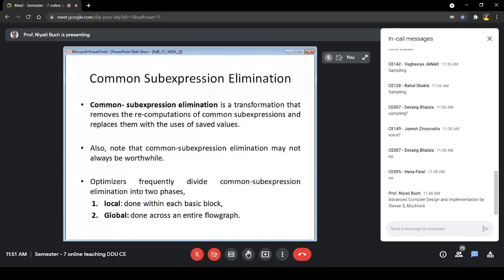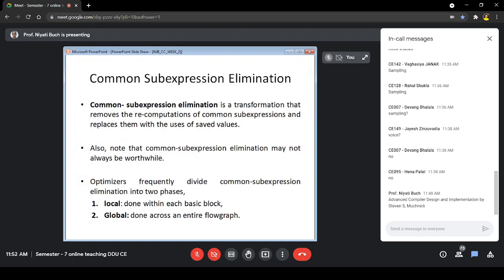So what this transformation is going to do is remove the recomputations of common subexpressions. We will replace them with the saved value. Once an expression is evaluated, its result will naturally be stored somewhere, and that saved value will be there. We will simply replace the expression with it when it is encountered again, so it doesn't have to be recomputed. So this is the technique.